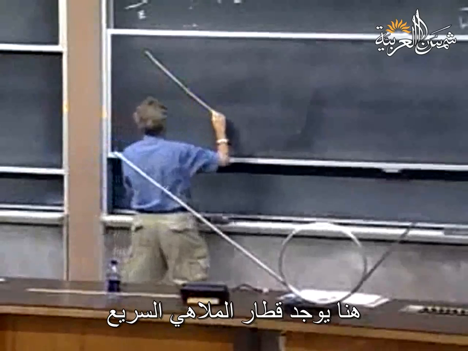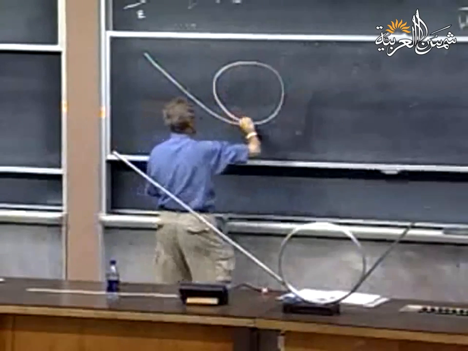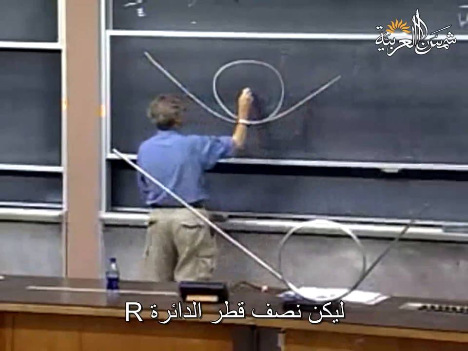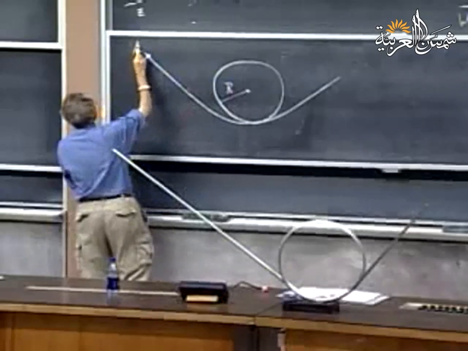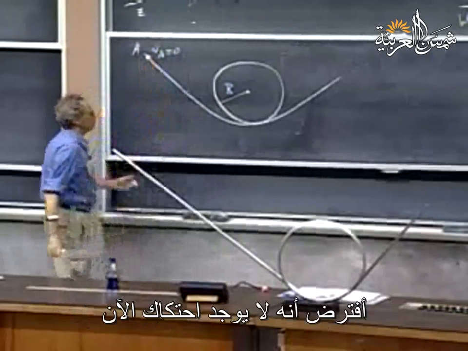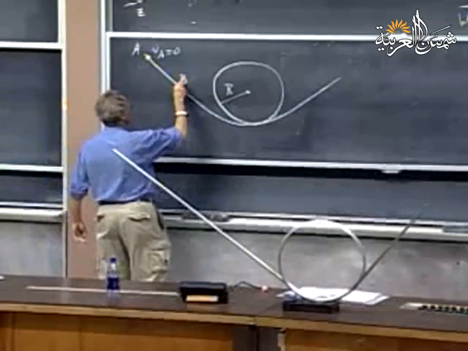Here is that roller coaster. This is a circle, and then it goes up again. So let this circle have a radius r. This point be A. I release it with zero speed. I assume that there is no friction for now. This point be B.